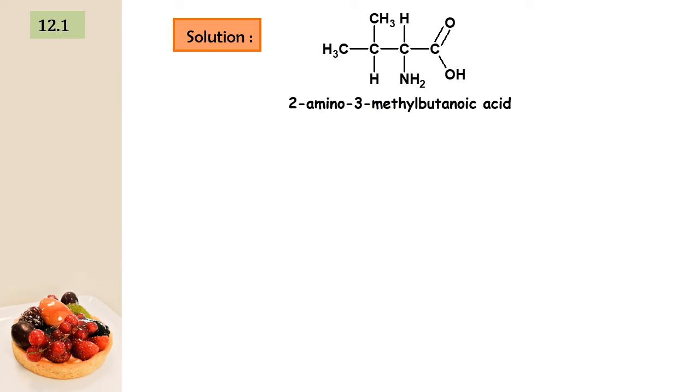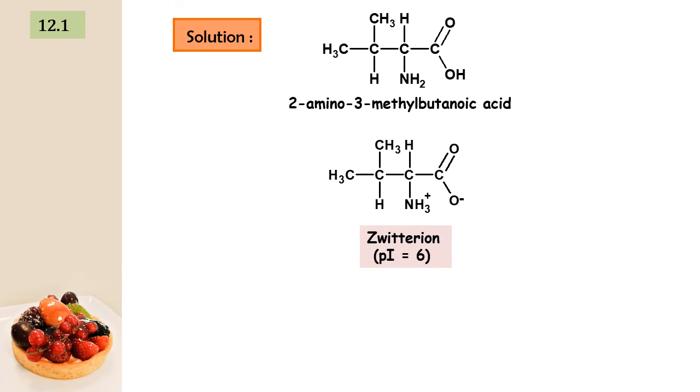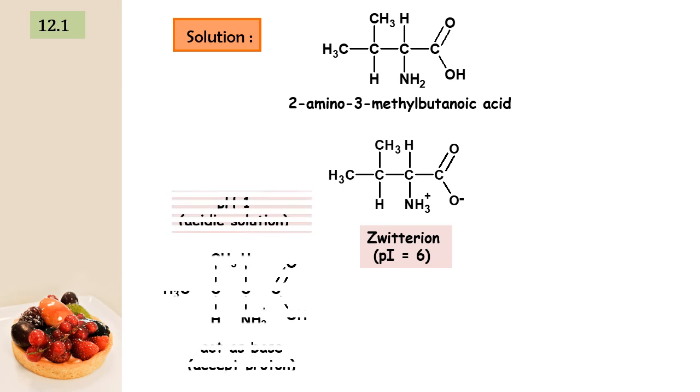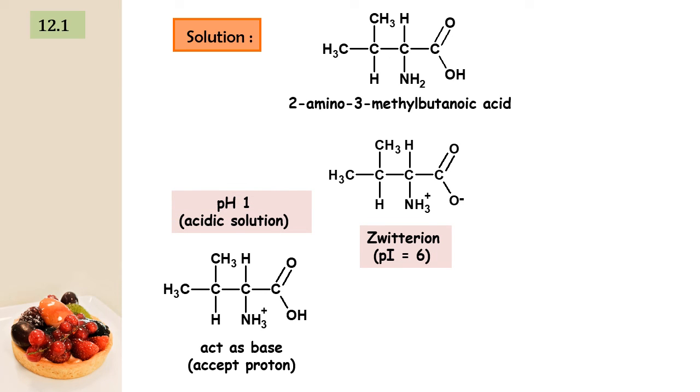So how to solve this problem? First of all, we have to draw the structure of the alpha amino acid. After that, we draw the structure of the Zwitterion, which is also the structure at the isoelectric point, pH 6. At pH 1, which is an acidic medium, the amino acid will act as a base, which means it will accept a proton. So the amino group NH2 becomes NH3+.